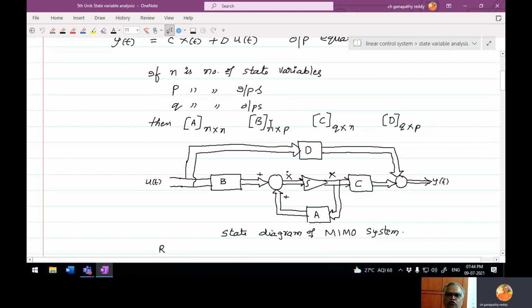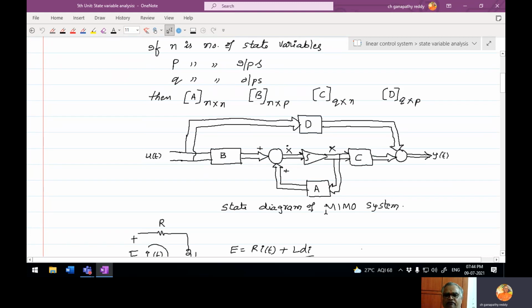So this is another pictorial view of the same state equation. It's a state diagram of a MIMO system. State diagram means like a block diagram or a signal flow graph diagram and so on. These two lines indicate a bunch of cables. Bunch. It's not two wires. It can be more than two. It can be any number. It depends on the number of inputs, number of outputs.